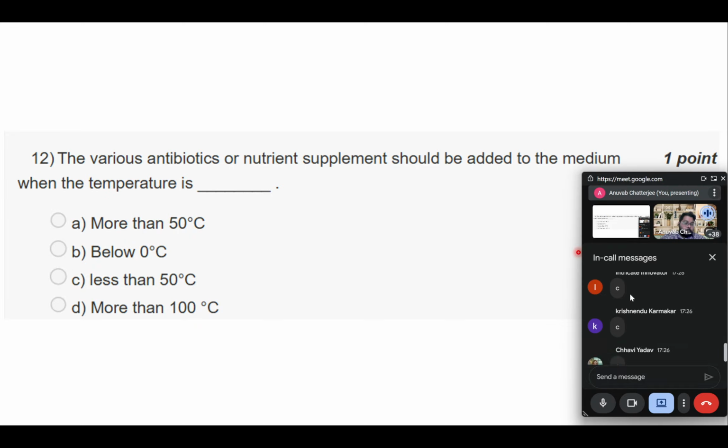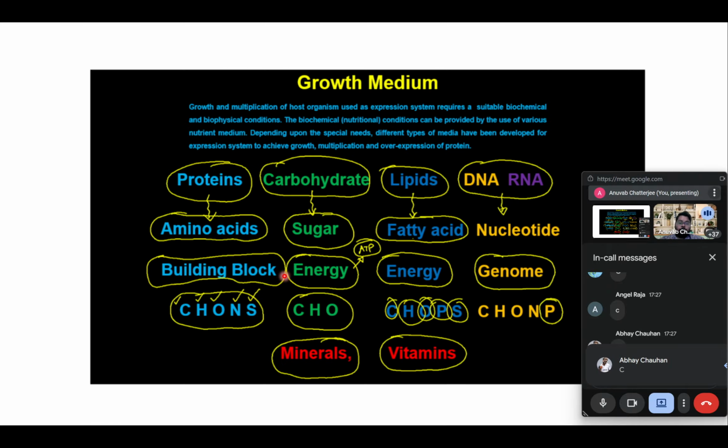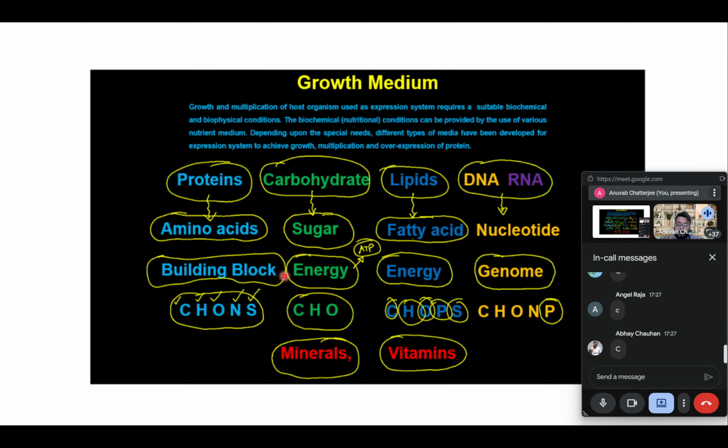Most of us have answered C, which is less than 50 degrees. Answers are still coming in. I will give you a second. Okay, even more Cs. We will just have a discussion, but all of you are correct. It is less than 50 degrees.